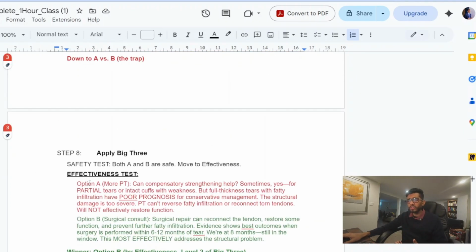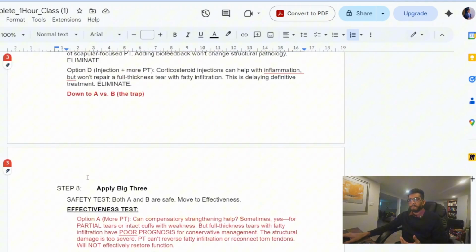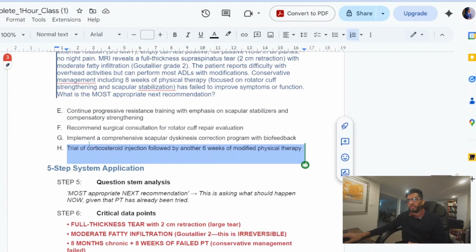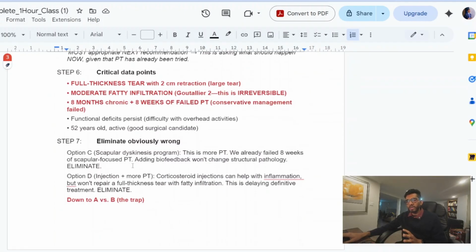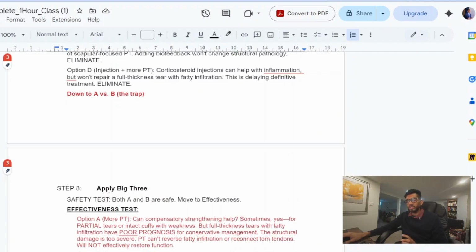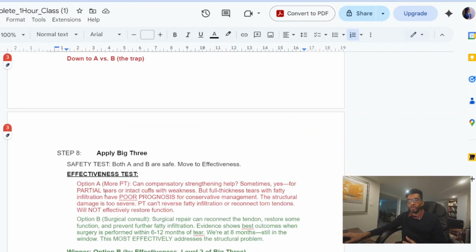Now from this, what will you choose? You're left with continuing progressive resistance training with emphasis on scapular stabilizers and compensatory strengthening, or recommending a surgical consultation for rotator cuff repair. When you have a complete tear and the patient's age and health make him a good candidate for surgery, what are you going to do? Here you apply the big three. What is the big three?